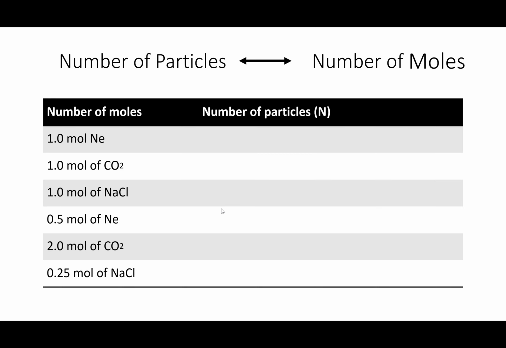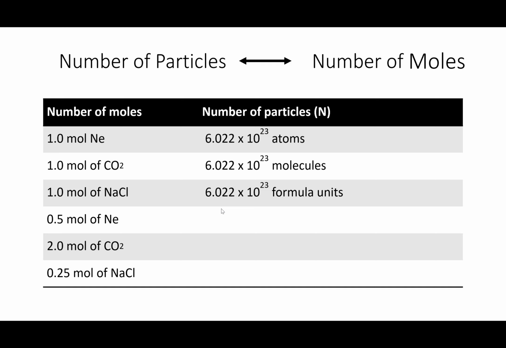We're going to be looking at two relationships, and the first relationship that we're going to derive is the relationship between the number of particles that we have and the number of moles in a sample. And I'm going to use neon, carbon dioxide, and sodium chloride as my 3 examples here. You're going to see in the first set that I'm working with 1 mole of each of these. So I'm going to have 6.022 times 10 to the 23 neon atoms, 6.022 times 10 to the 23 carbon dioxide molecules, and 6.022 times 10 to the 23 formula units of NaCl.